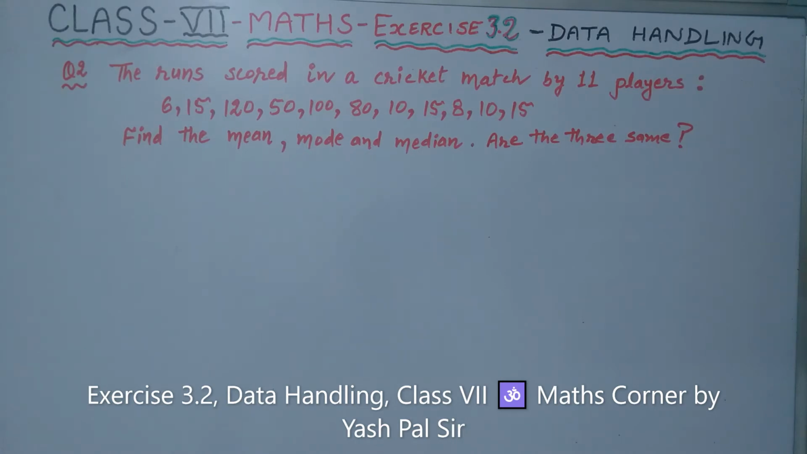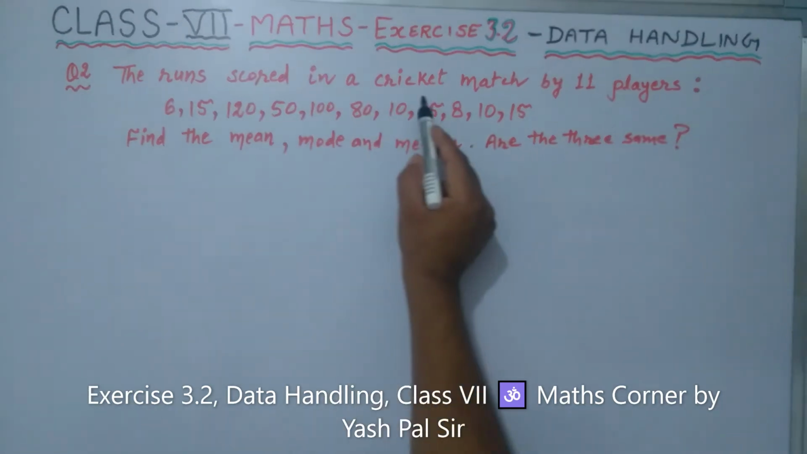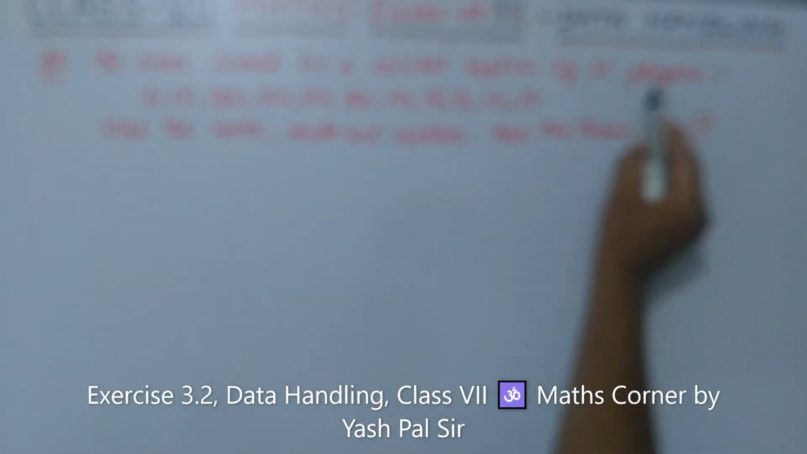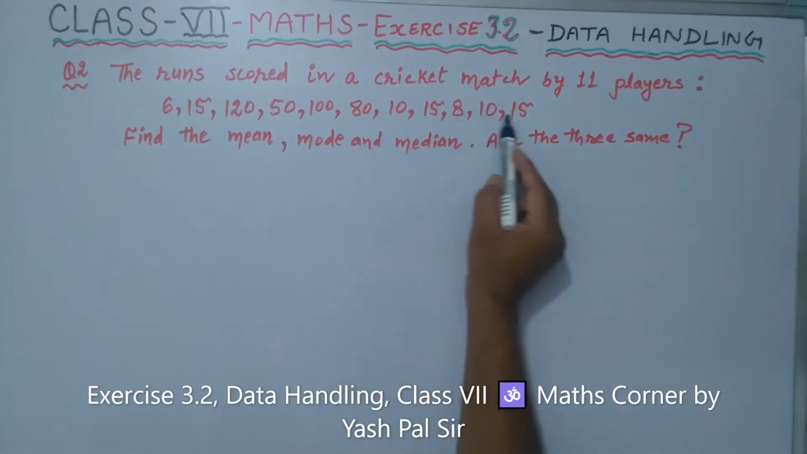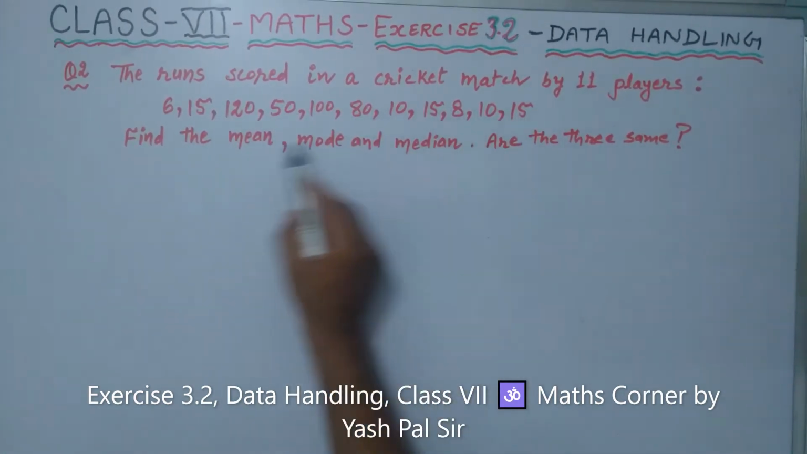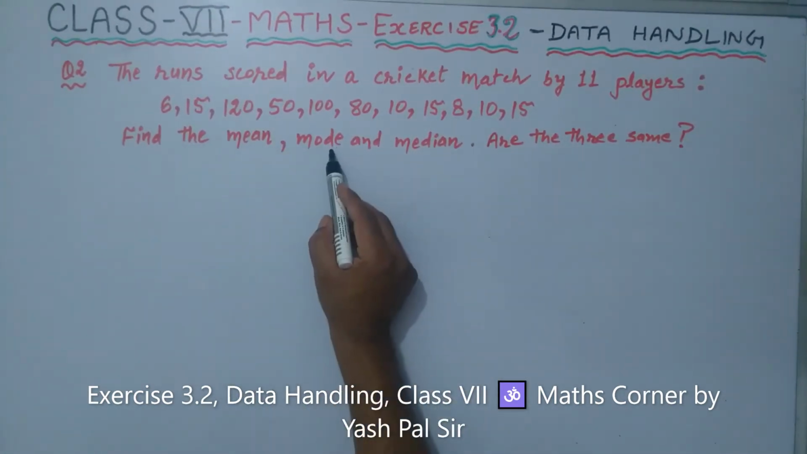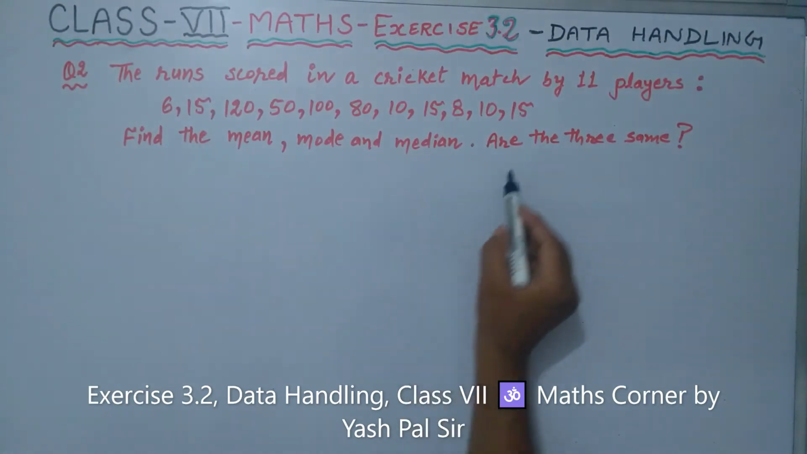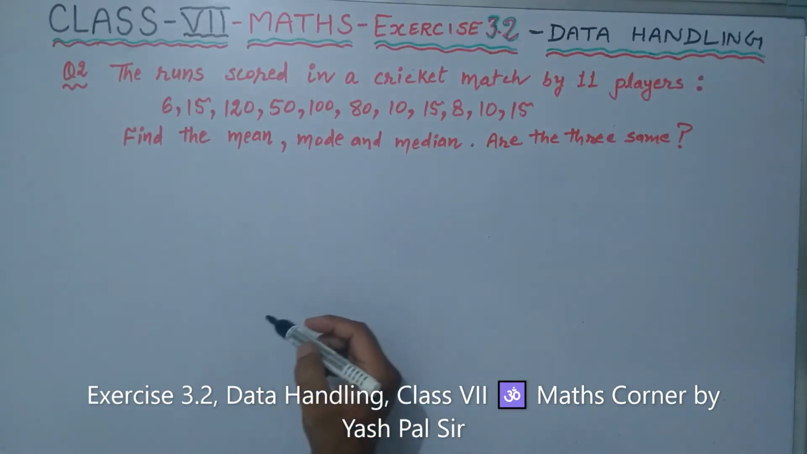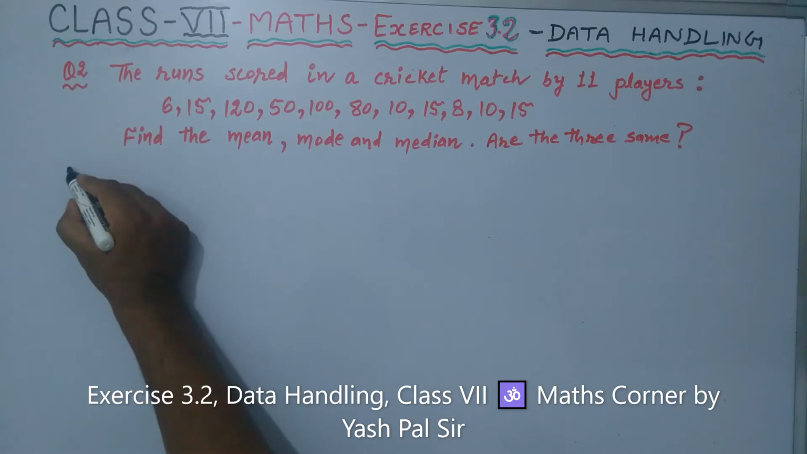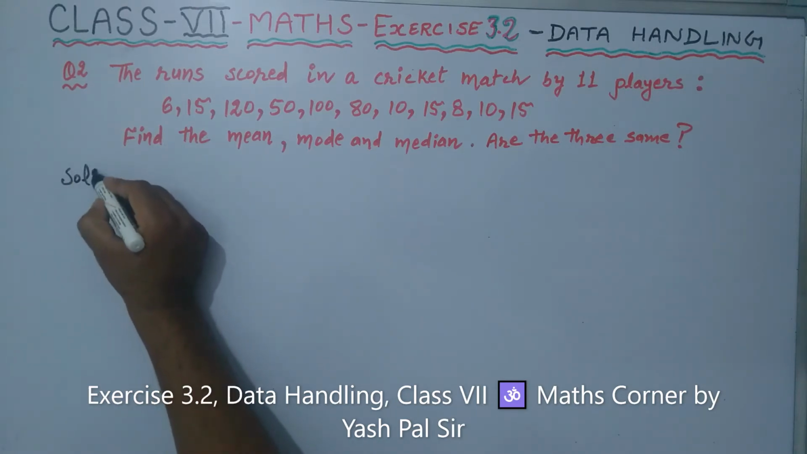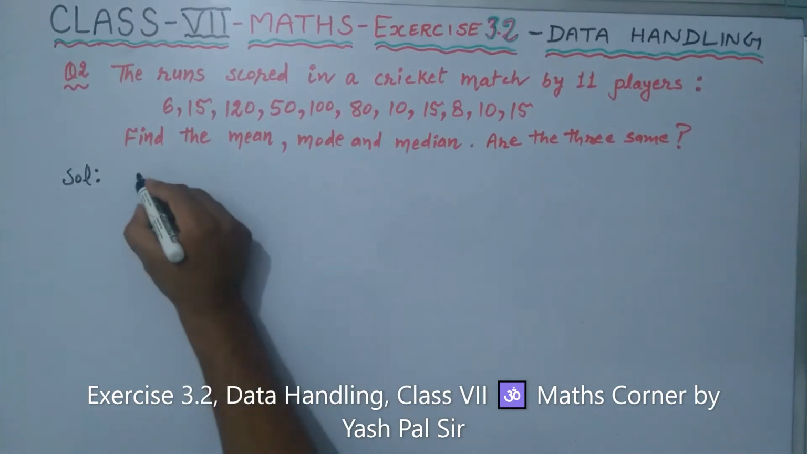Now coming to question number 2, the runs scored in a cricket match by 11 players are given by this data. Find the mean, mode and median. Are the three same? So let us discuss them. Solution. First of all, how to find mean?